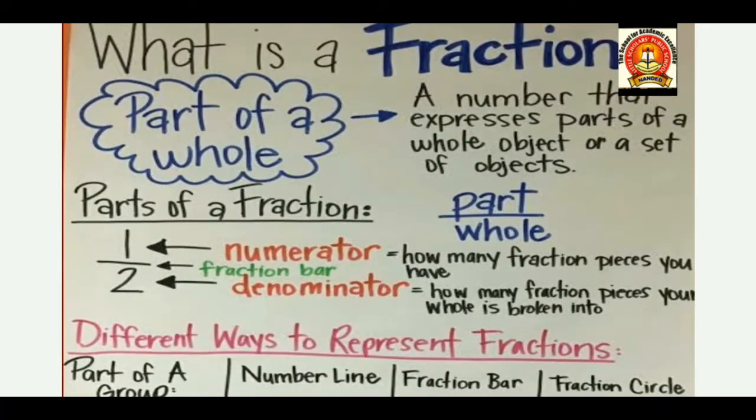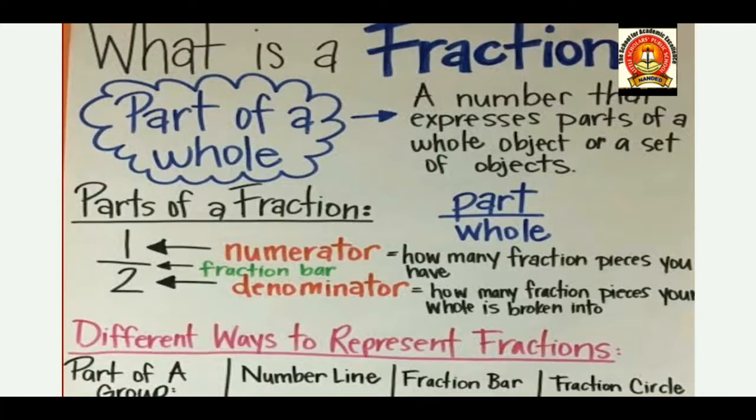So if you want to remember it easily, part of a whole is simply called a fraction. A number that expresses parts of a whole object or a set of objects. In a simple way, you can write part divided by whole. Like for example, half. I am going to write 1 upon 2. What is 1 here? 1 is the numerator, 1 part out of 2 parts. Like money is going to be divided between two friends. They are going to take half each. So here again the fraction is included.